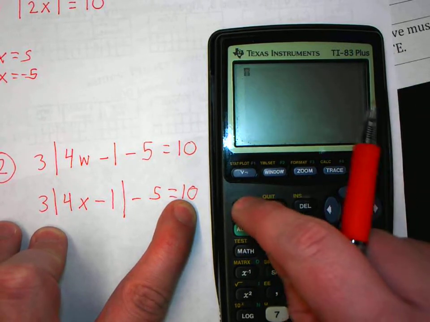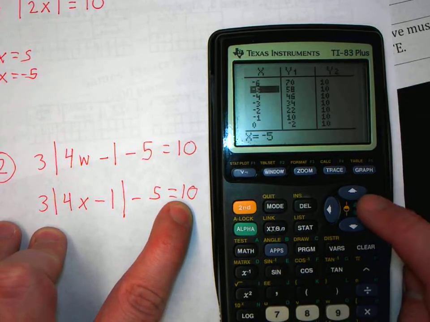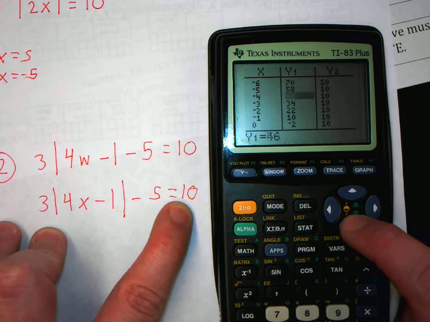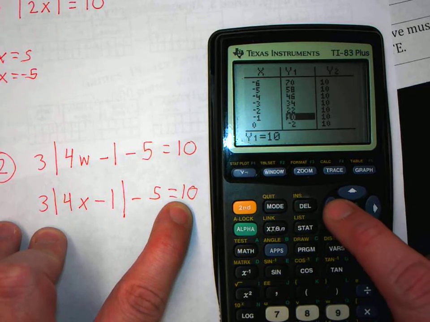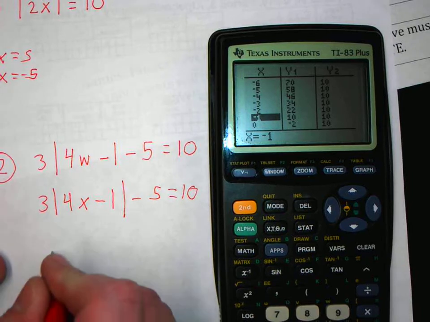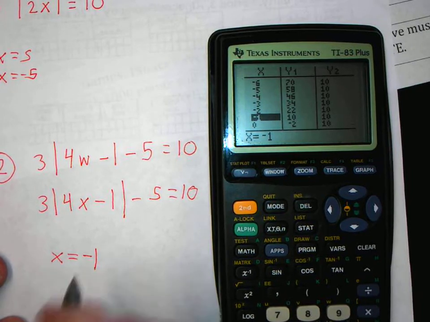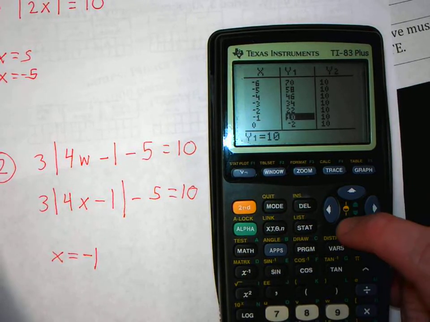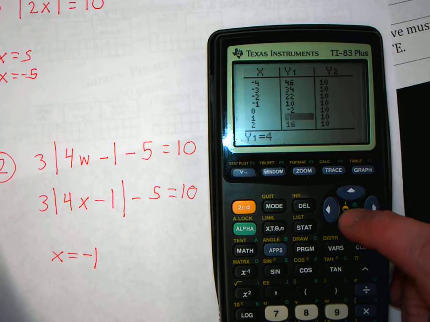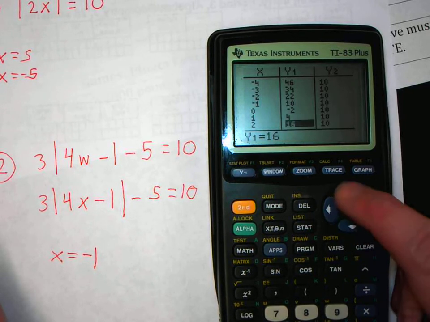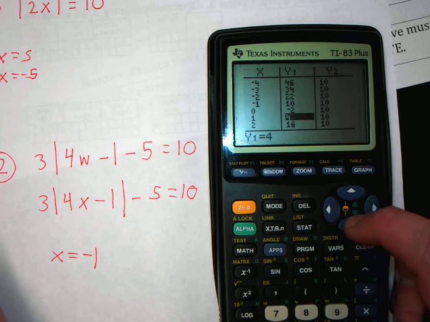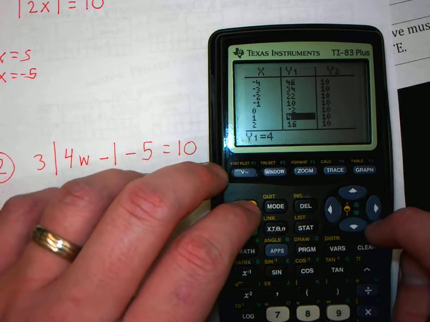Second quit, I could go to my table. This is 70, then 10. I need to find when it's 10. 10 and 10 is at negative 1. So x equals negative 1. And let's see. Looks like it's between these two, don't it? When it would be 10 and 10. It jumped from 4 to 16. So I probably maybe want to go back and count by 0.5s.